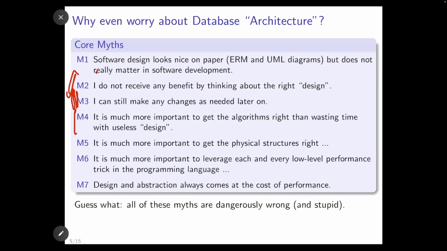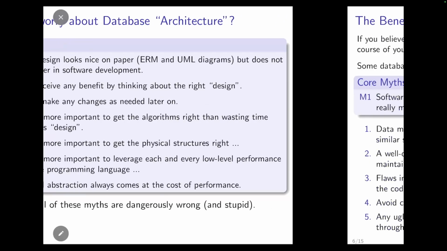So myth number 6 is it's much more important to leverage each and every low-level performance trick in the programming language. And 7 is design and abstraction always comes at the cost of performance. And guess what? All of these myths are dangerously wrong and stupid. So let's look at them in more detail.